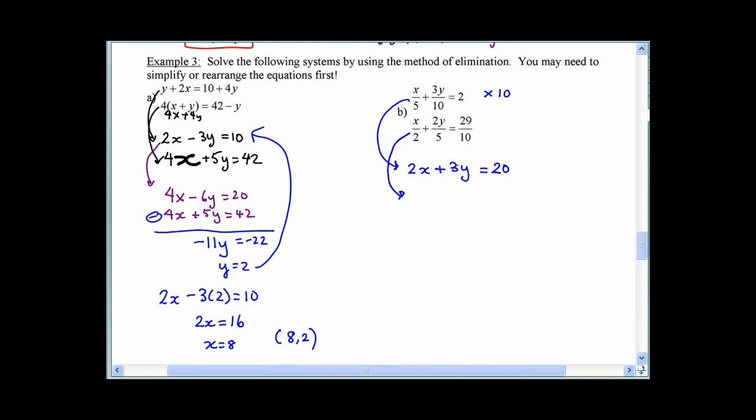Same thing with the next one. I think we multiply that by 10 as well, so that's 5x plus, I think, 4y equals 29. There you have it, 2 standard form equations. Go ahead and solve, okay? I'll let you try this as an exercise. You do it, you get the answer, come back and check it out.